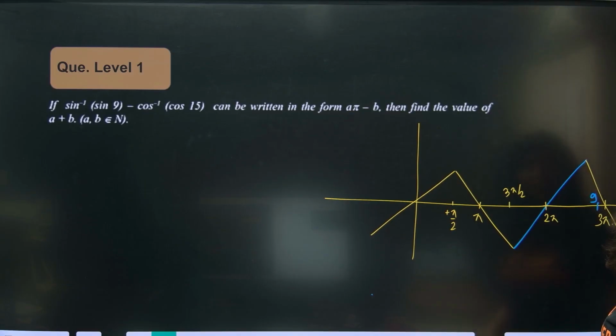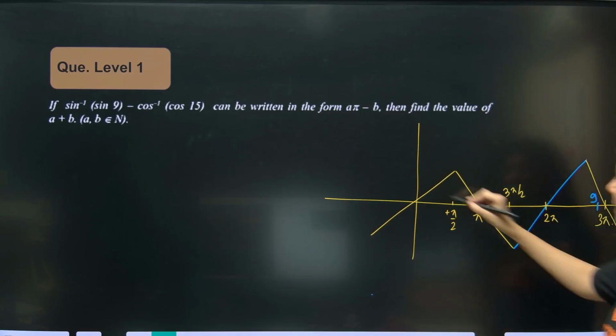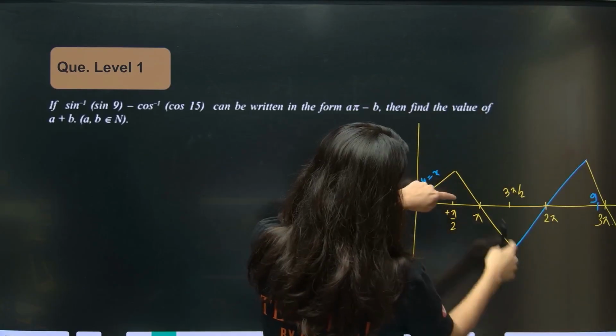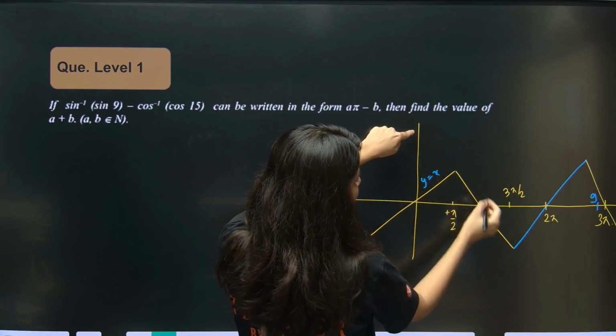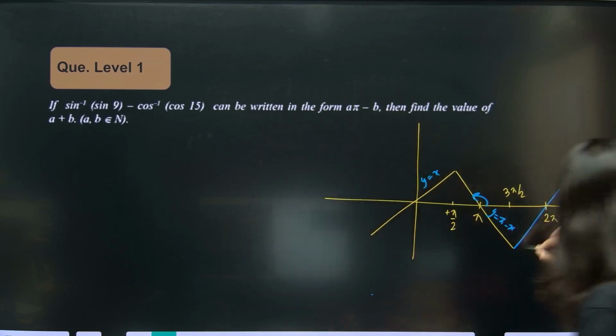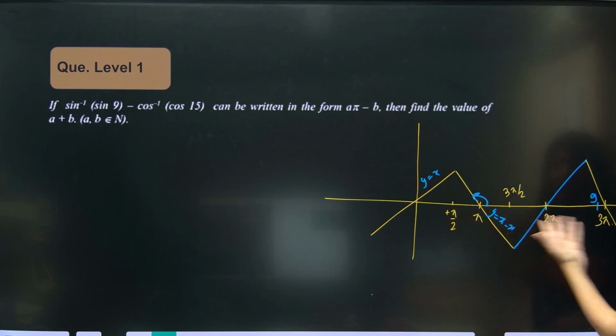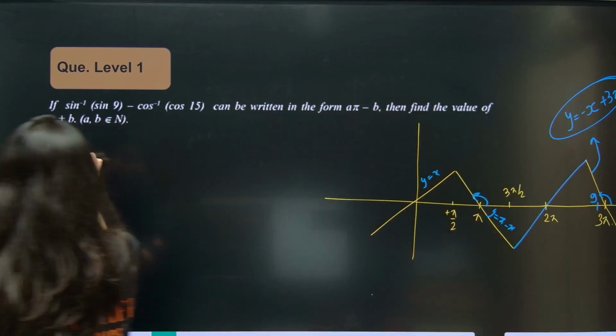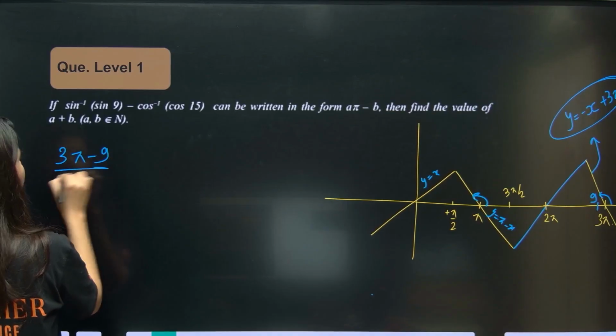So what do you want? You want the equation of this line. So this is y is equal to x. Now what is this, ma'am? Y is equal to, see, this line will intersect at positive pi. So y is equal to pi minus x. What is this line? You don't have to actually write any of the lines. You just want this line, right? So ma'am, this is 135 degree. So y is equal to minus x. And it will intersect the y-axis at 3 pi. Minus x plus 3 pi. So minus 3 pi minus 9 basically.